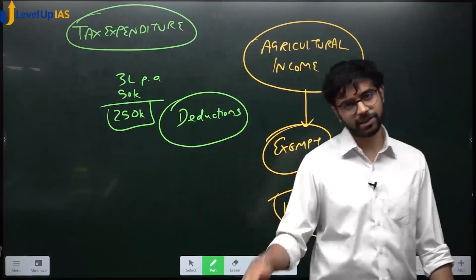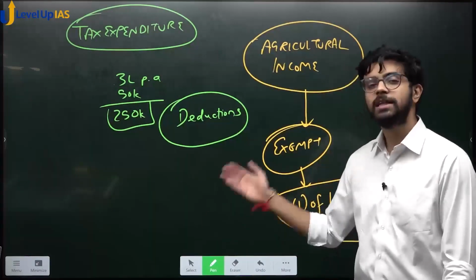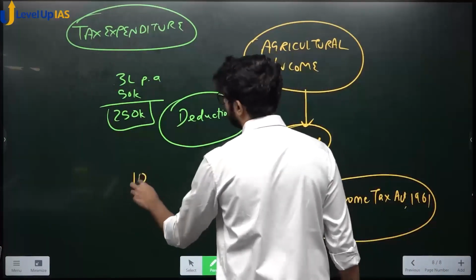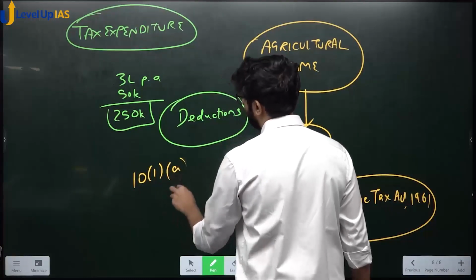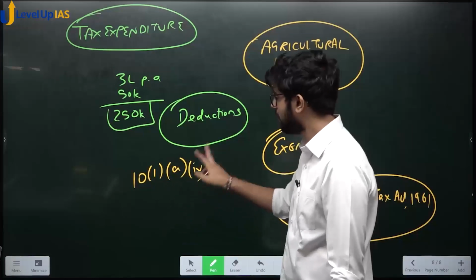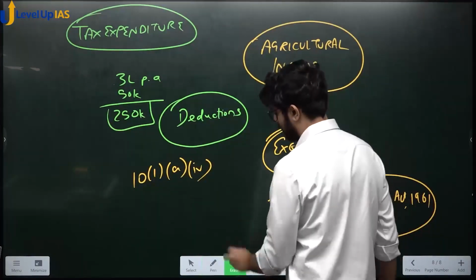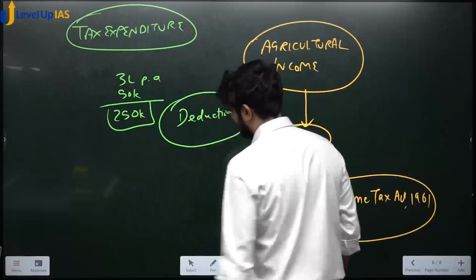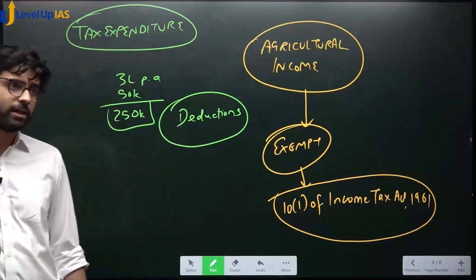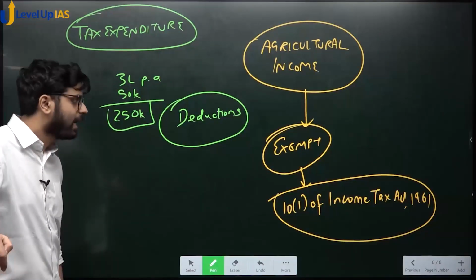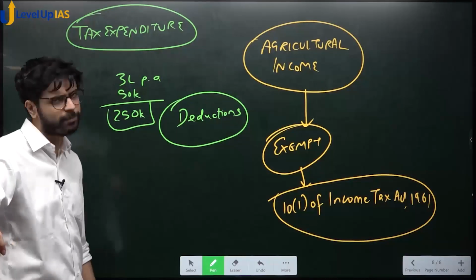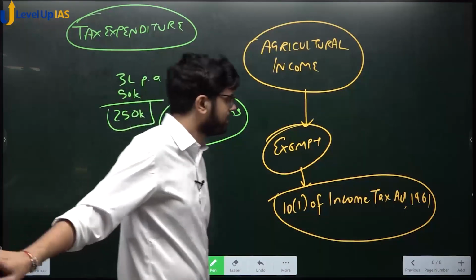In an act there are sections, within them subsections, then clauses, then sub clauses. So normally it is written as section 10, subsection 1, clause 1, sub clause 4. Not important. Is it cool? Agricultural income is exempt under section 10(1) of Income Tax Act 1961. Biggest exemption.